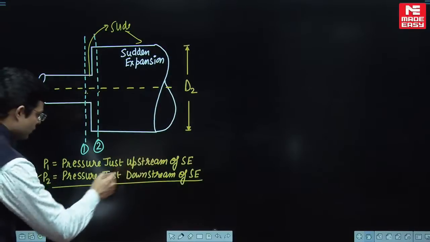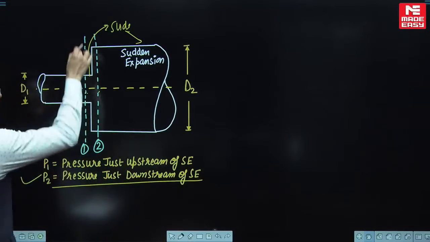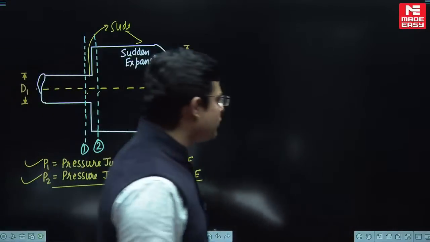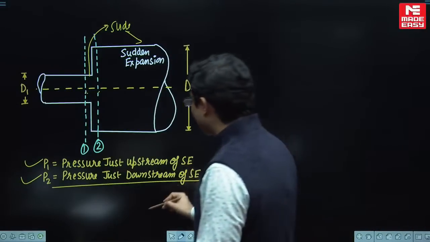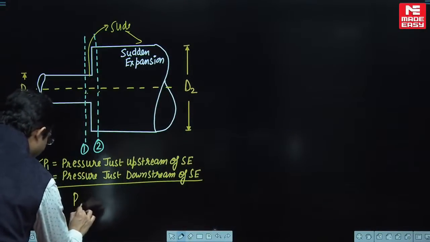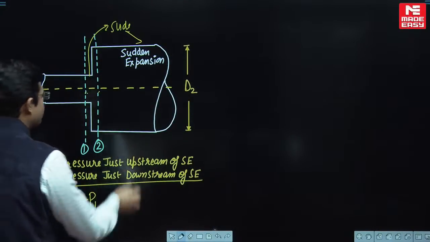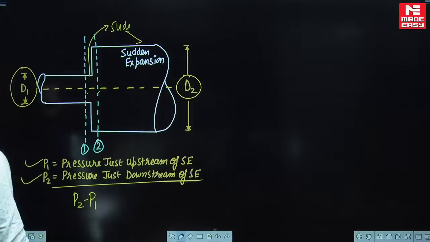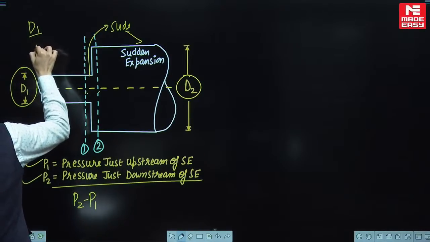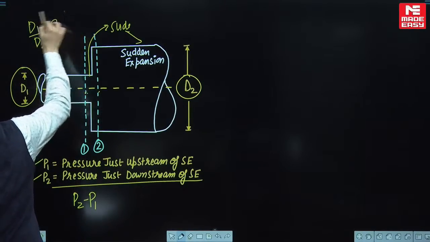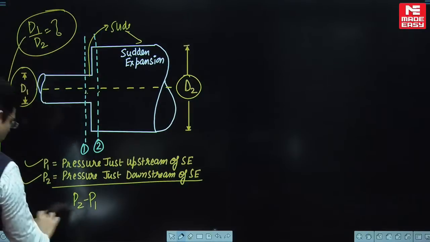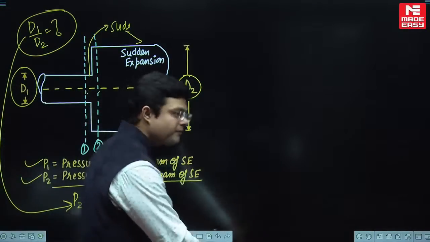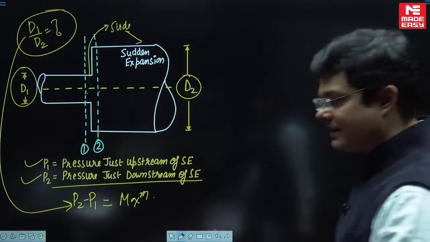Come here, look. So P2 is just downstream of the sudden expansion, and P1 is the pressure which is upstream. Which pressure will be more? Of course P2 will be more than P1. So that fellow is asking you, what is the diameter ratio? This smaller pipe diameter is D1, larger pipe diameter is D2. He is asking you the ratio of D1 by D2. At what ratio of D1 by D2 is this pressure differential maximum?